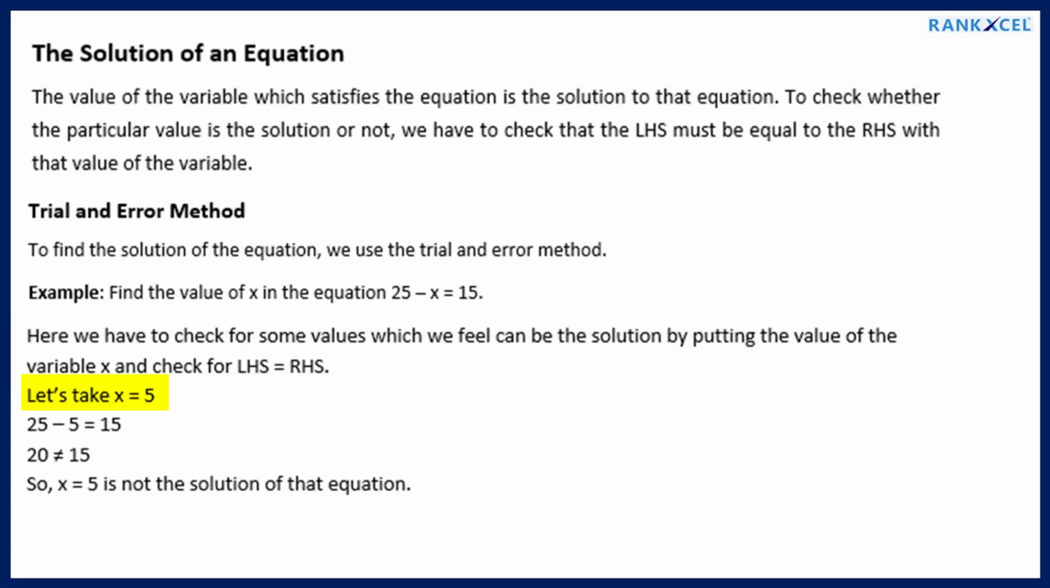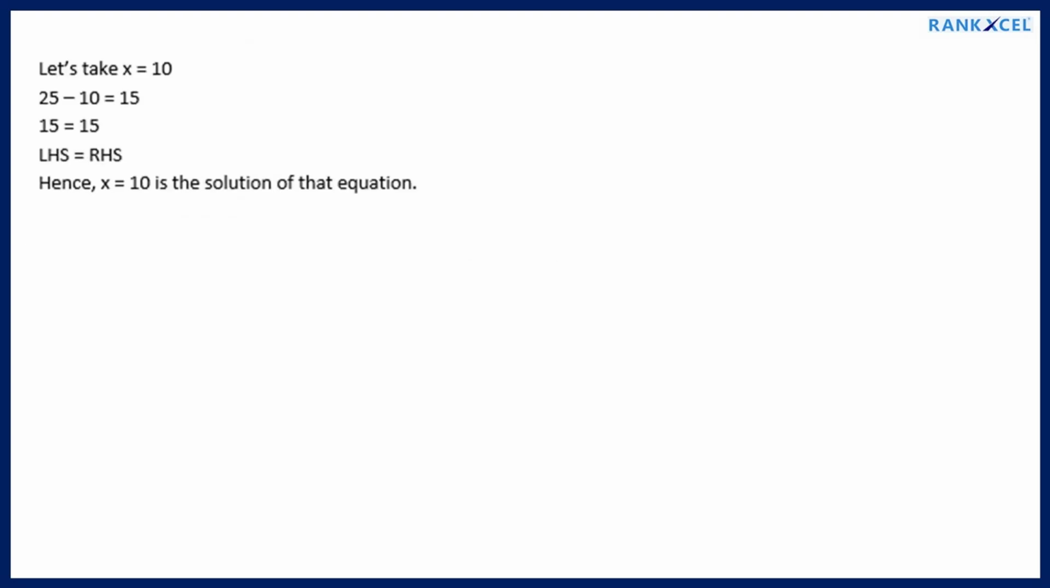Let's take x equals 5. 25 minus 5 equals 20. 20 is not equal to 15. So x equals 5 is not the solution of that equation. Let's take x equals 10. 25 minus 10 equals 15. 15 equals 15. LHS equals RHS. Hence, x equals 10 is the solution of that equation.